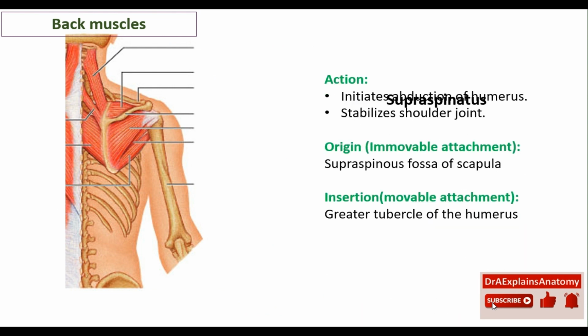Moving to the supraspinatus muscle, which is one of the muscles of the back. The action: it initiates the abduction of the humerus. That's very important. It stabilizes the shoulder joint. Also, it is one of the rotator cuff muscles. It originates from the supraspinous fossa of the scapula, and it is inserted in the greater tubercle of the humerus, which is this bone right here.